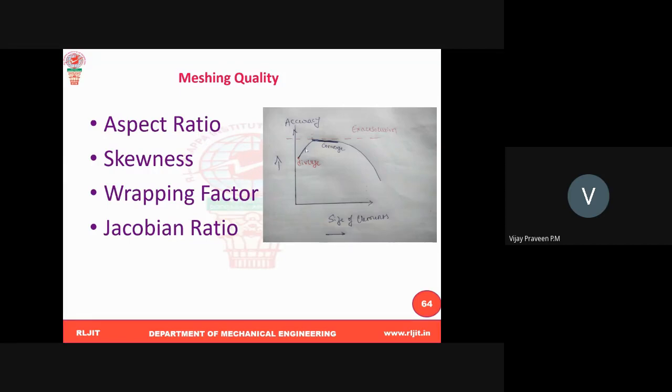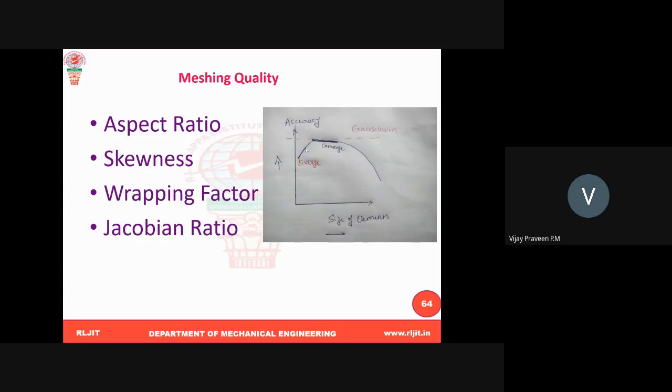When you are reducing the size of the element, and even the number of elements, your meshing quality matters here. Because of that reason, it is going to diverge. So let me see what those meshing qualities are.